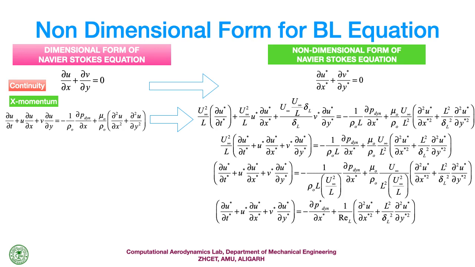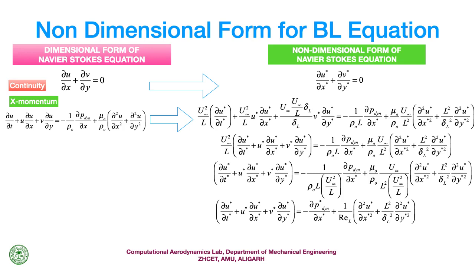So if I want to have a dynamic scale over here, P star dynamic will be equal to P dynamic divided by rho naught into u infinity square. So L and L cancel out. So for this term to become non-dimensional, the scale for P star will be equal to rho naught into u infinity square, or Vs square.